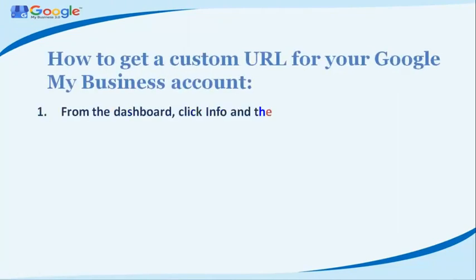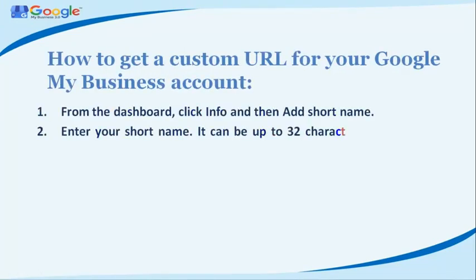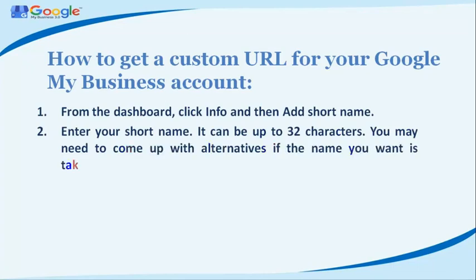How to get a custom URL for your Google My Business account. From the dashboard, click Info and then Add Short Name. Enter your short name. It can be up to 32 characters. You may need to come up with alternatives if the name you want is taken. Click Apply.